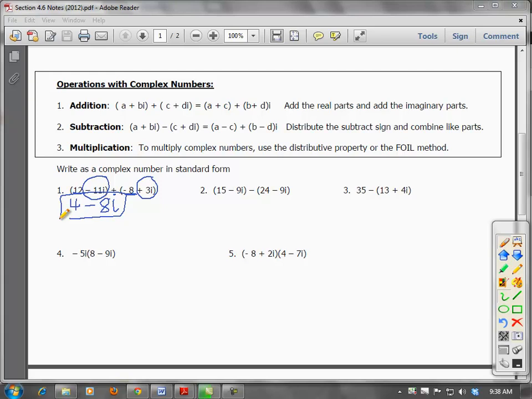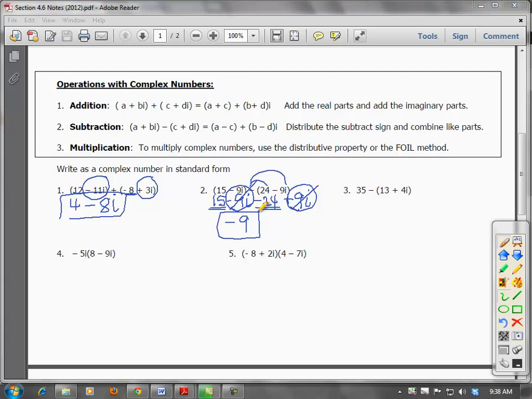In the second one, I want to subtract. Now I'm going to rewrite this, so minus 9i, and then I'm going to distribute this negative to both. So minus 24, and a negative make a positive 9i. Okay? Now let's combine like terms. 15 and negative 24, so 15 minus 24 is negative 9. Negative 9i and positive 9i just cancel, so I'm done. My answer is negative 9.